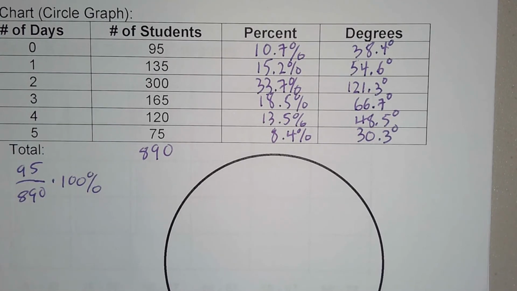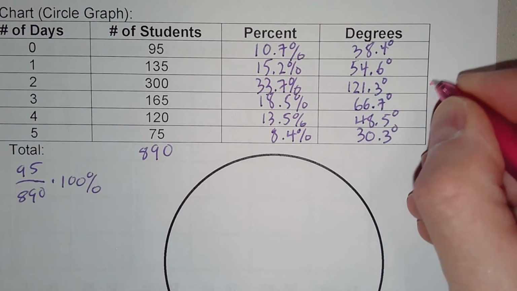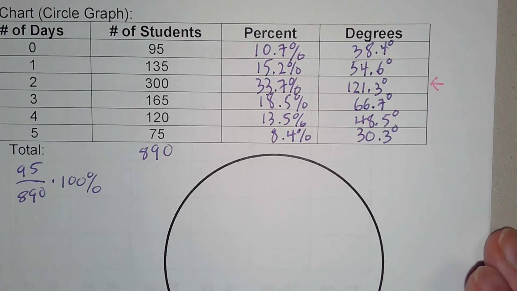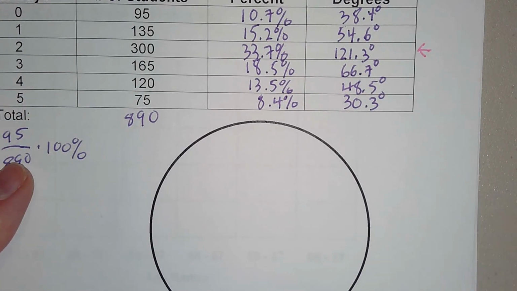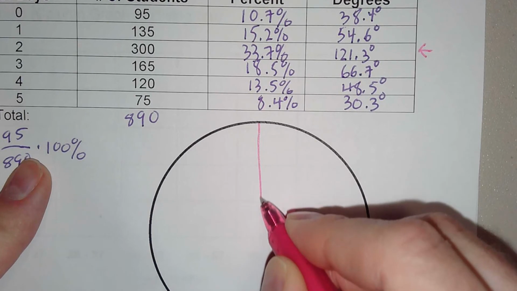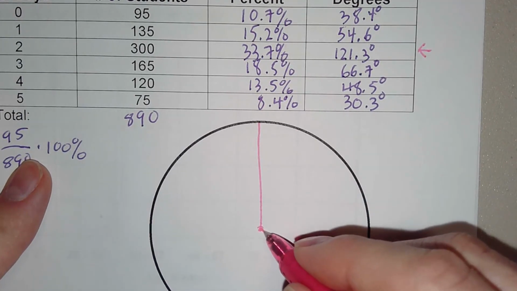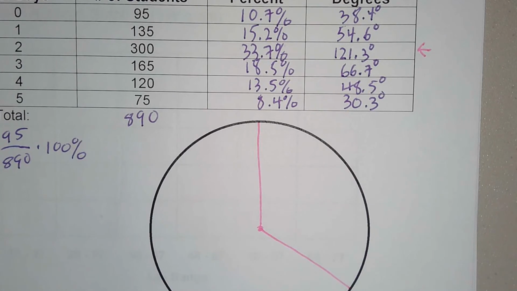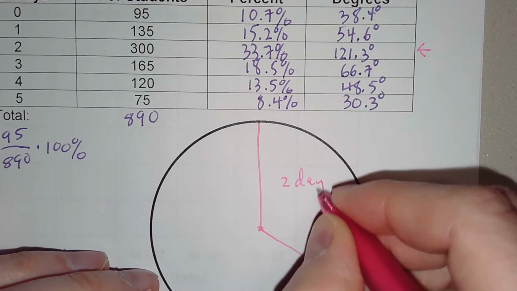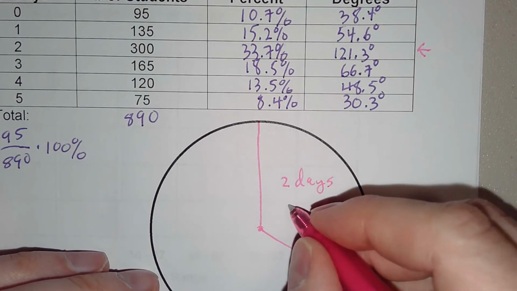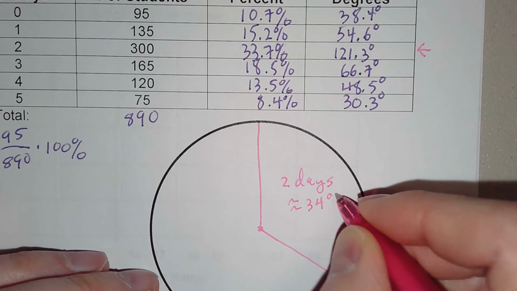Now again, I like to do the largest portion first. So I'm going to look at this one up here. That's 33.7%. That's roughly 1/3 of our pie chart. So I'm going to draw here. Here's my center. I'm going to just take about 1/3 of it. So I'm just going to take out that portion. So that would be 2 days. And if we round it off, that's about 34%.